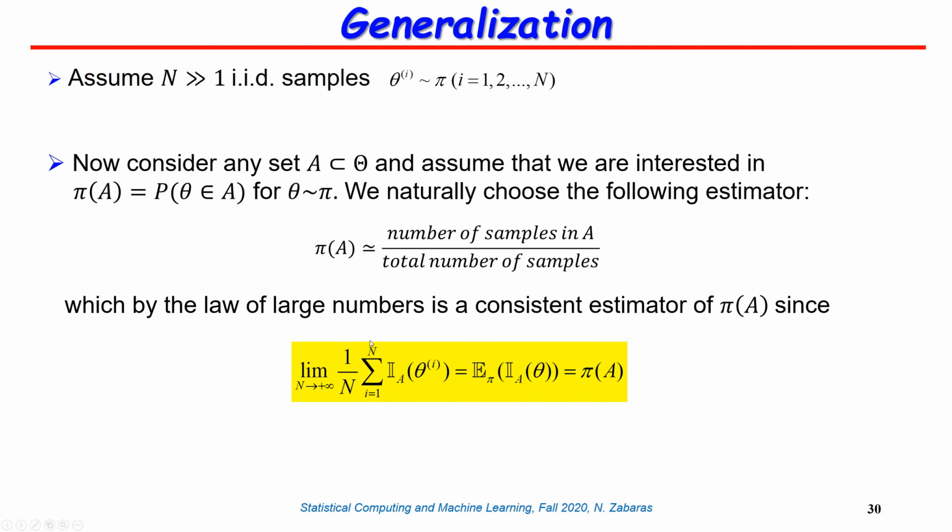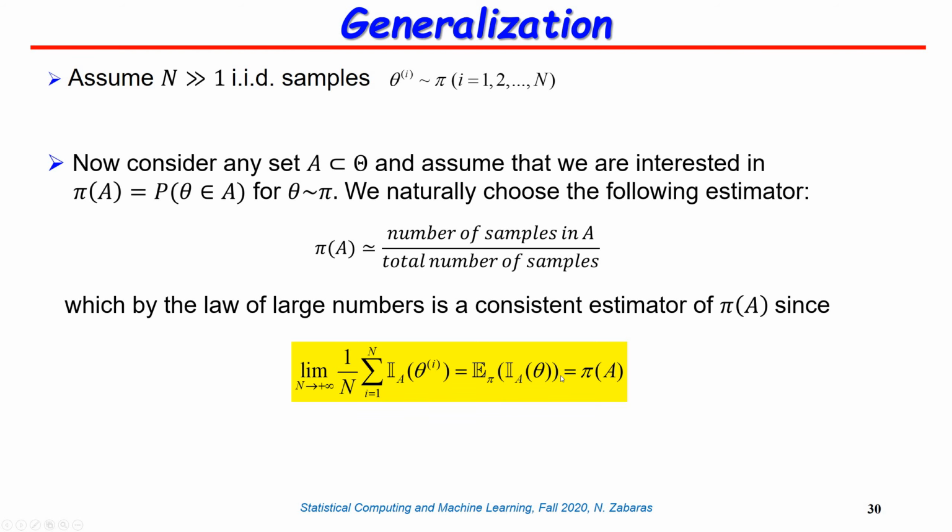The empirical estimator that we have here, the sample mean of these indicator functions computed at each of the samples theta i, asymptotically as n goes to infinity, is nothing else but the expectation with respect to pi of the indicator function I subscript A of theta.